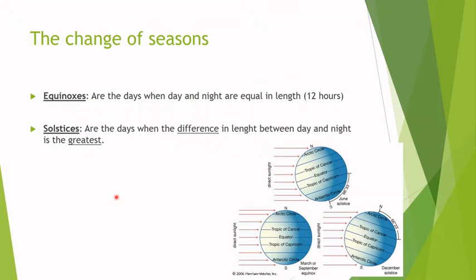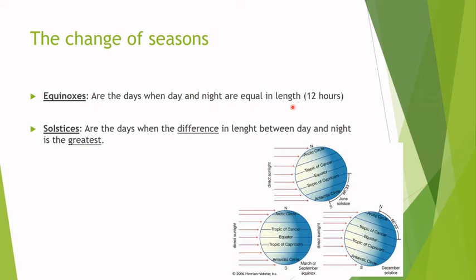Right. To understand as well, when we change from one season to another, it's not random. It's due to the length of those days. So we're gonna have 4 days during the year that have special names. We're gonna have 2 equinoxes, it's written like this: equinoxes, and 2 solstices. The equinoxes are 2 days during the year that are the only days where day and night are equal in length. We've got 12 hours of day and 12 hours of night.